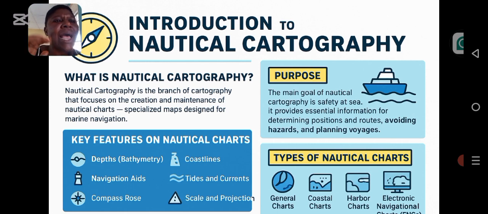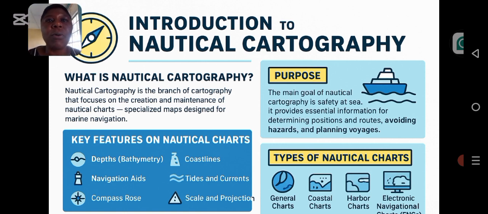Then we have the coastal chart. The coastal chart is mainly used for water bodies close to the land, like those living close to coastal areas, and their main form of transportation is what? Is water. So they need charts to help them navigate their way to their destination. That is for the coastal chart.